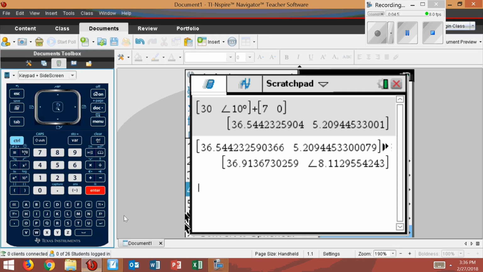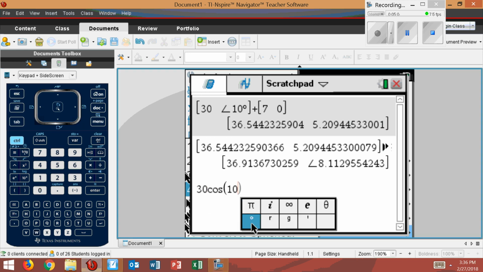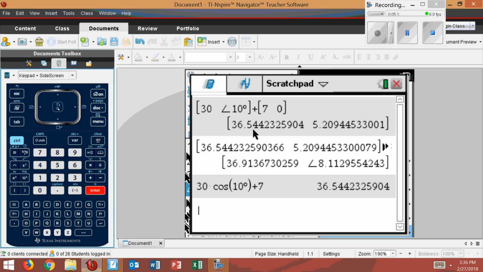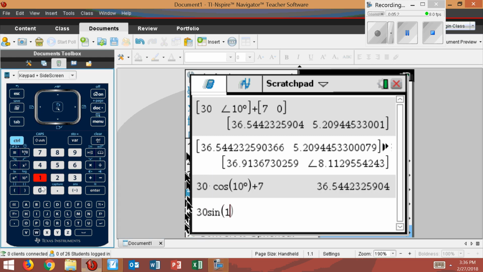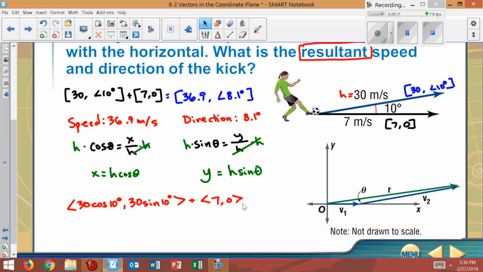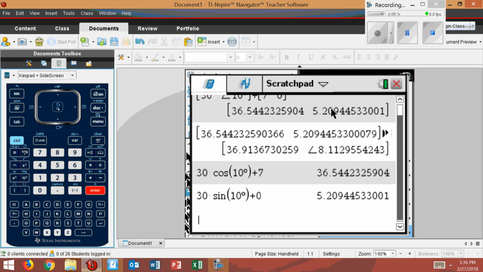So we go over here. We'd have the 30 cos of 10 degrees. And then I would add that with the other x. The other x was 7. So when I add that with 7, it should give me the same value there that it does. And now I do the same thing, but this time I do 30 sine of 10 degrees. And you would add the y value, which if you remember was 0. So adding 0 won't change anything. This gives me that y value.